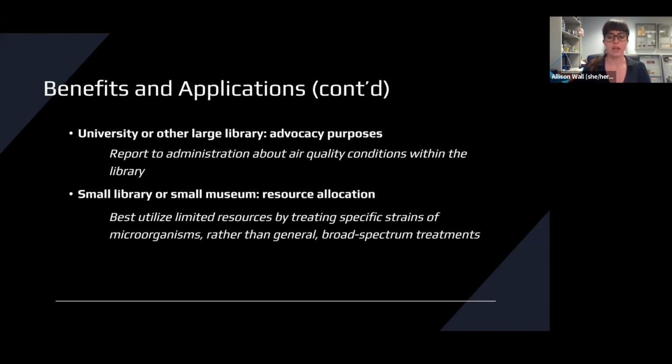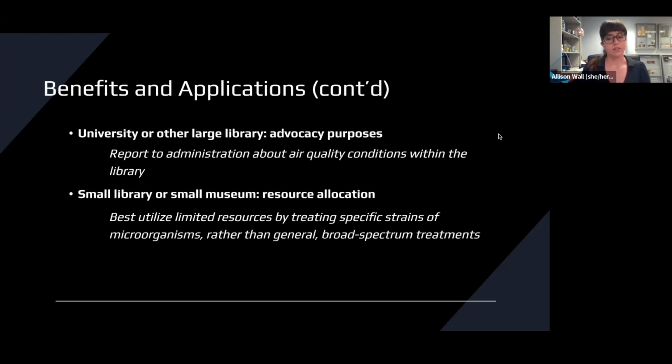And finally, an additional benefit that we foresee with this software is resource allocation. This would help all institutions, but especially small institutions with limited resources. These organizations could best utilize limited resources by treating specific strains of microorganisms rather than general broad-spectrum treatments. So all in all, our goal for this project is to enable the development of strain-specific treatments rather than more general treatments that may be less effective.